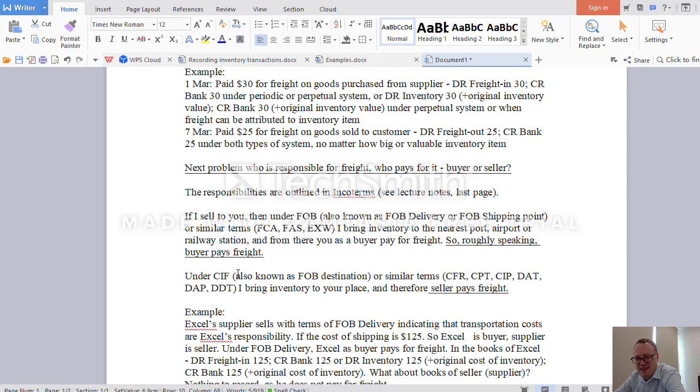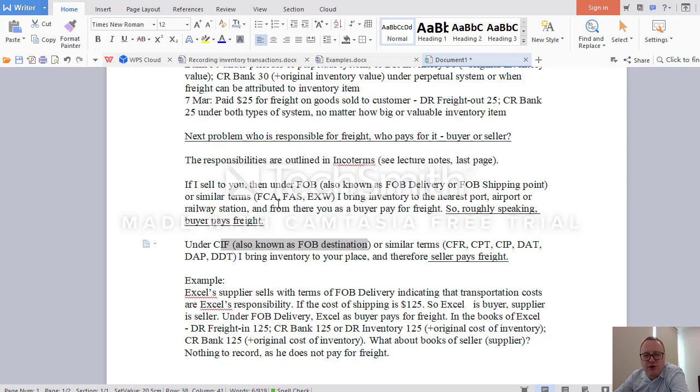But the thing is there is some confusion here to make it more complicated. So CIF is sometimes called FOB destination, and FOB as such is called FOB delivery, FOB shipping point. So you need to memorize this. FOB delivery, FOB shipping point is one thing, and CIF, FOB destination, is totally different thing. And so if you have FOB, the buyer pays the freight, and if you have CIF, the seller pays the freight.